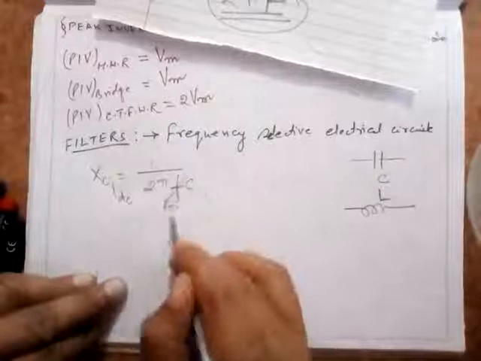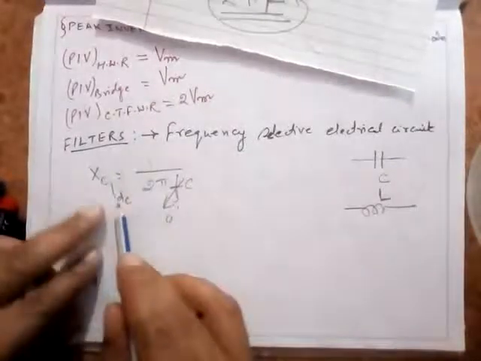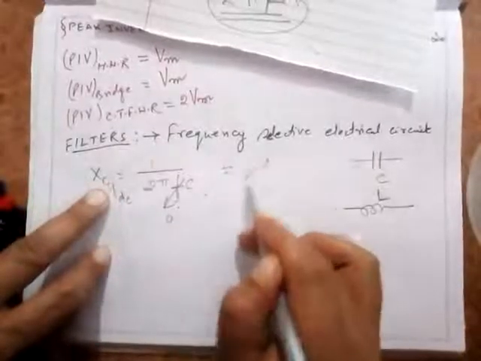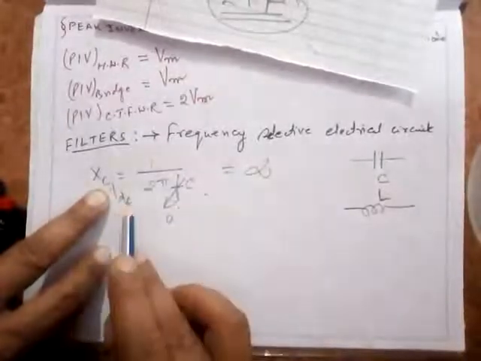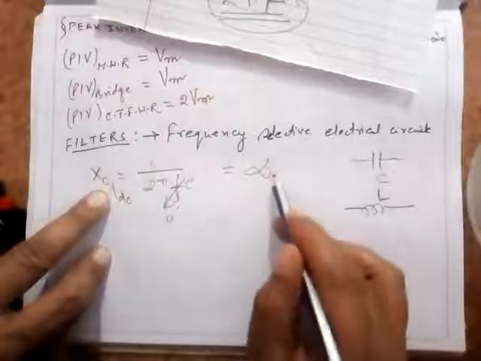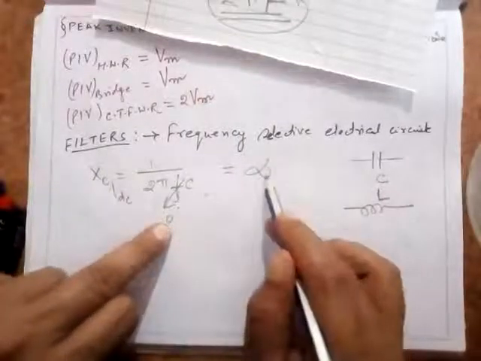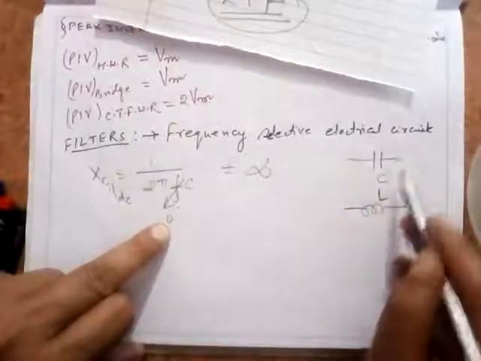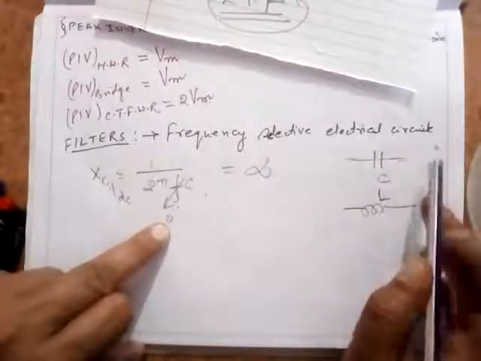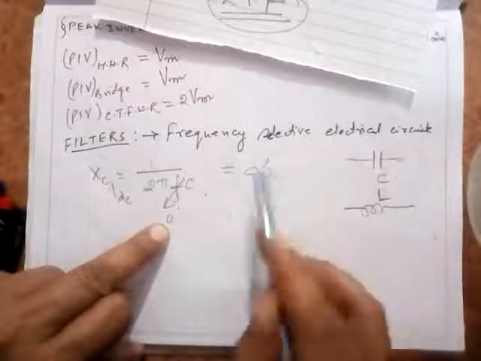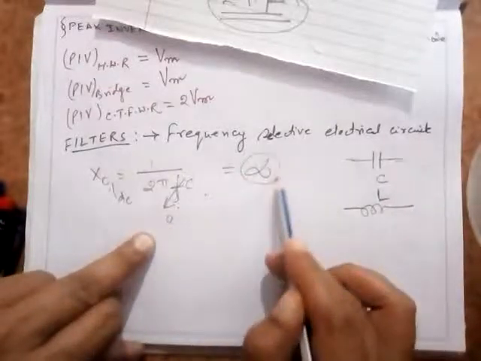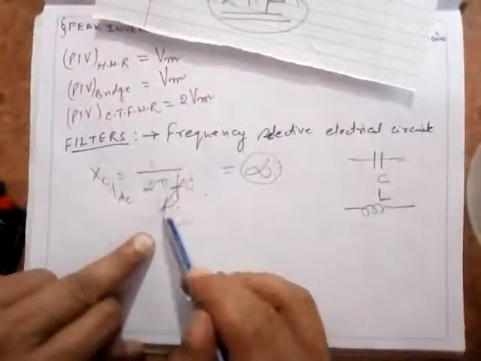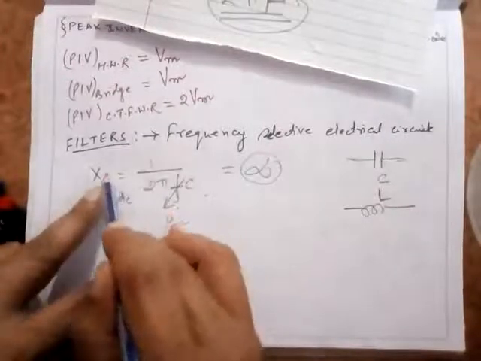DC means this frequency will be 0. It means that the value of capacitive reactance Xc for this will be infinite. It means a capacitor offers infinite resistance to a DC. You must have come across this statement that a capacitor passes AC. It means it passes the high frequency component, as it is offering infinite resistance to a pure DC, or we can say that as frequency increases this decreases.